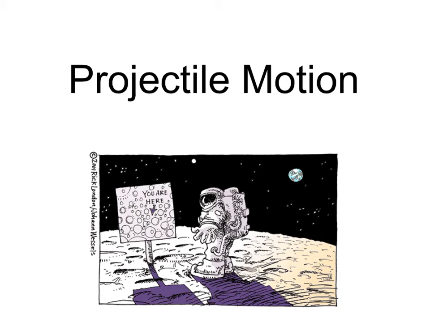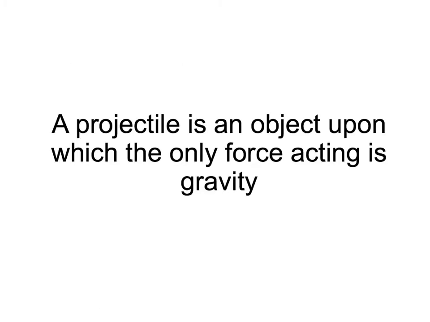Alright, welcome to projectile motion. Now we're going to take our vectors and work in projectile motion. A projectile is an object on which the only force acting is gravity. This is kind of important: we've already talked about forces, and the only force working on it is gravity, so gravity is pulling down.